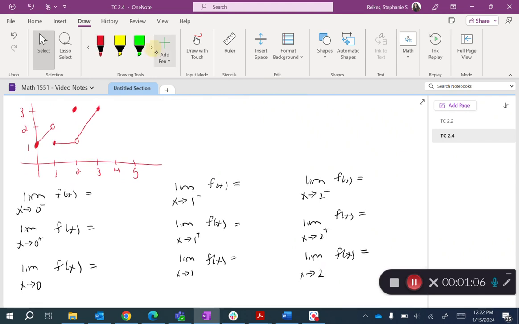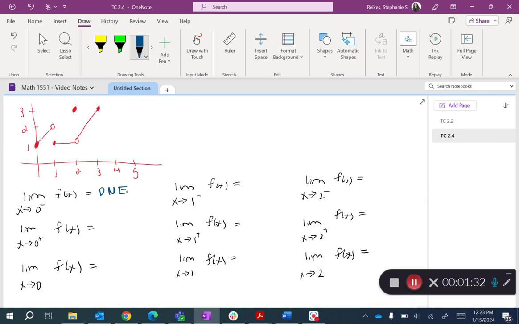Let's say we have a picture of the following function. Let's take a look at a bunch of different limits as x approaches different values. So the first one says the limit as x approaches 0 from the left-hand side. You can see our function isn't to the left of 0, right? So our function does not exist there. So our limit does not exist.